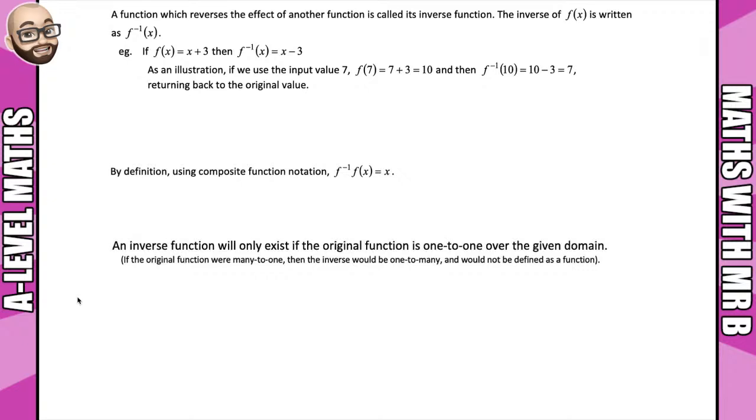And of course, we can only do an inverse function if the original function is a one-to-one function. If we had a many-to-one function, when we tried to do the inverse, we wouldn't know which of the possible inputs got us the certain output.